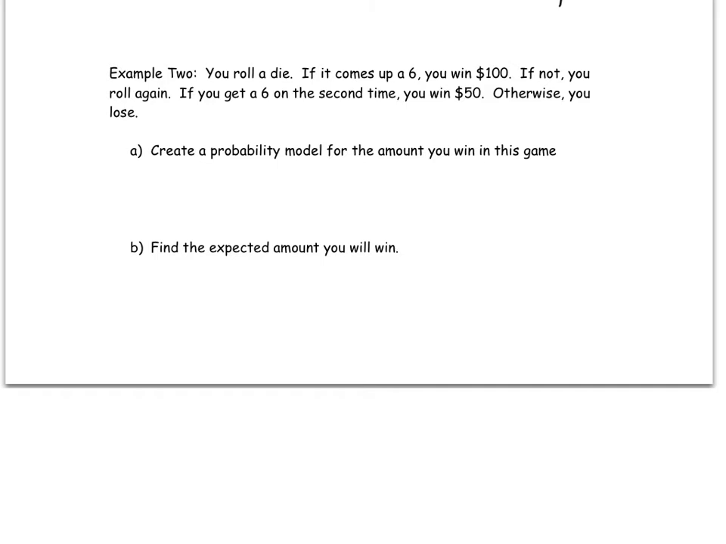So since this game's about winning money, I'll call the random variable w, and I'll say that w is the amount that you win each time you play the game. Now notice, is w numerical? Yeah, because I'm either going to win $0 or I'm going to win $50 or $100. So w is a quantitative random variable.